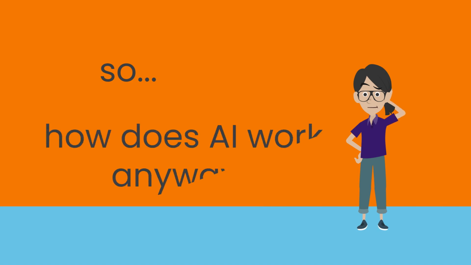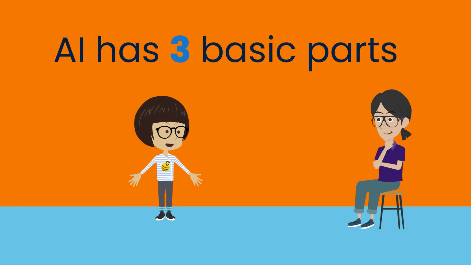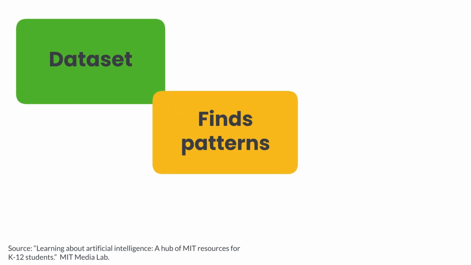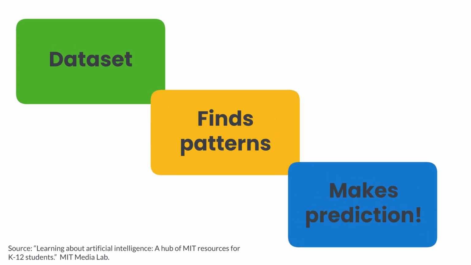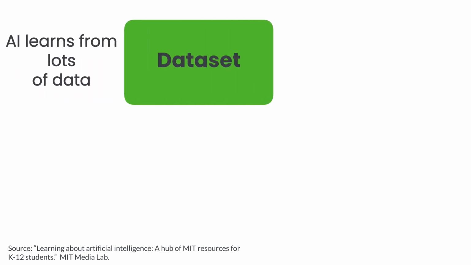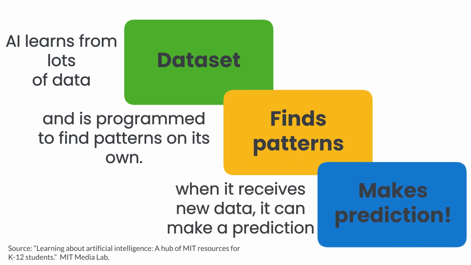So, how does AI work anyway? AI has three basic parts. Dataset, finds patterns, makes prediction. AI learns from lots of data and is programmed to find patterns on its own. When it receives new data, it can make a prediction.